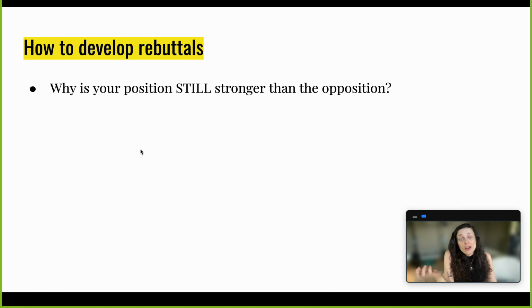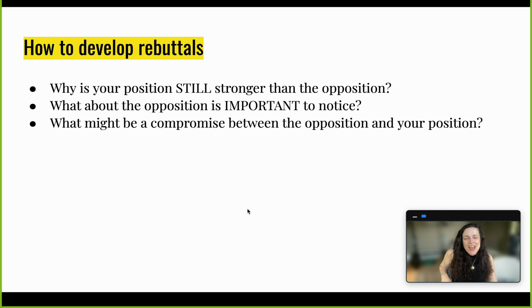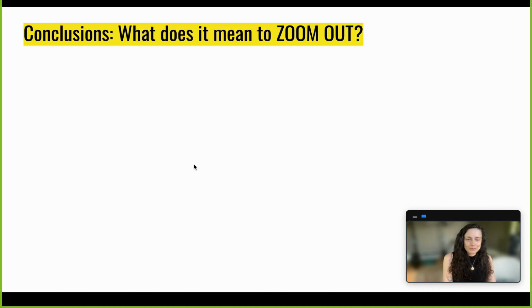There might be merits to the opposing view, but what's still good about yours? What about the opposition is important to notice? And then, is there a way that you can compromise between your two? What might that look like? In other words, how would you respond to what other people have to say?